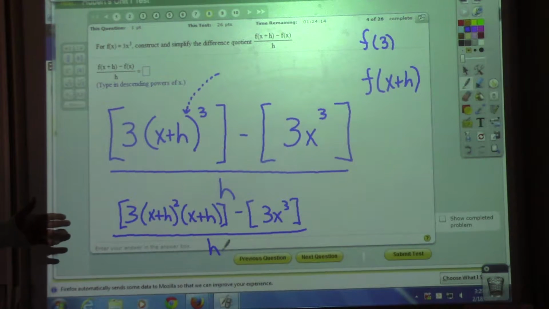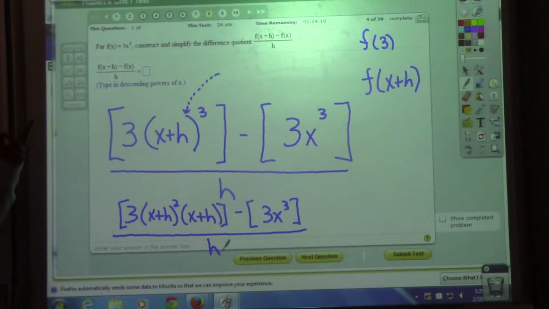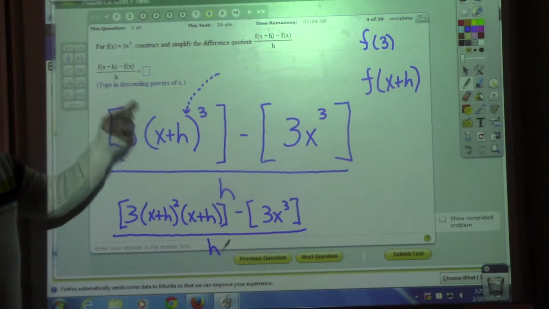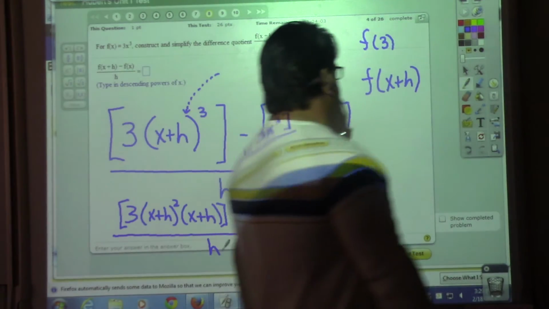This is 100% algebra 2. There's nothing new here. The only new thing is plugging this in. That's the only new thing. The rest of it is algebra 2 material.